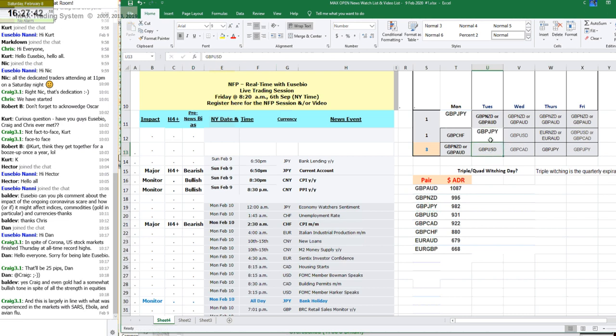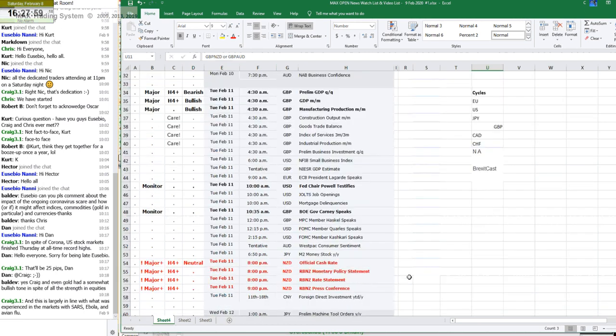Okay. Actually, the pairs for this week are pretty much the same as last week. It's just a little bit of swapping around between them. Like the CAD and the Swiss were reversed, and the yen and the US dollar were reversed. But apart from that, they're all the same. So just a little thing on the side.